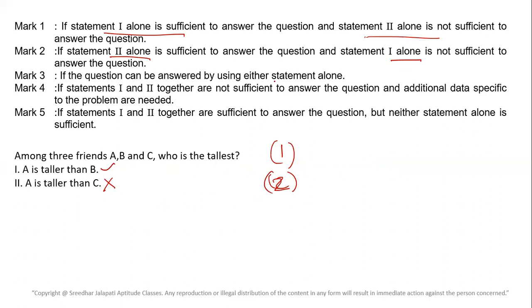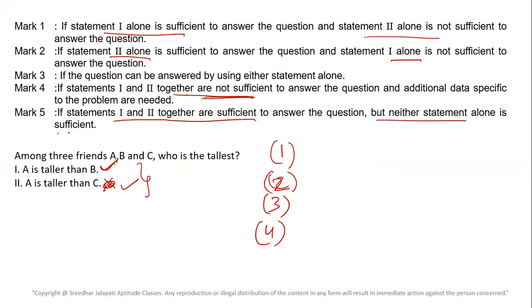If the question can be answered by either of the statements alone, in the sense that the answer can be found using 1 alone and 2 alone without combining them, that is called either of the statements alone. Whereas if the question cannot be answered using both together also, even after combining 1 and 2, if you are unable to find the answer, then option 4. Here, if the question can be answered using both 1 and 2 together and individually the statements are not sufficient, then option 5. So you need to understand these directions first, and then you can select your answer.